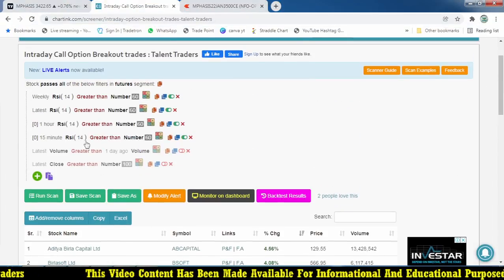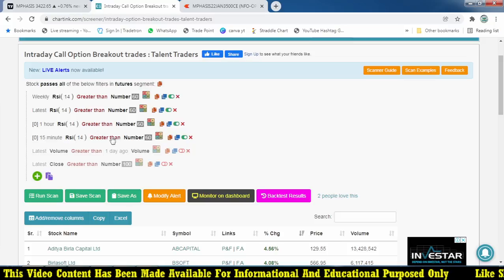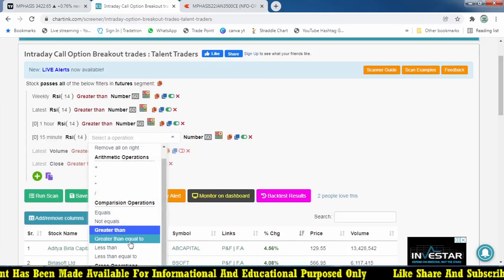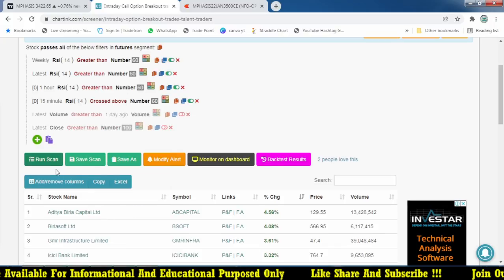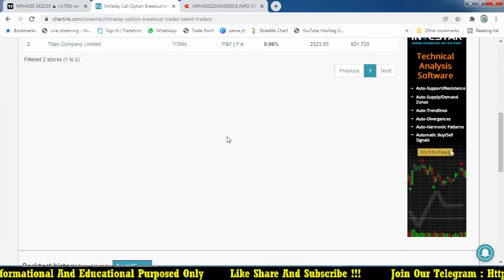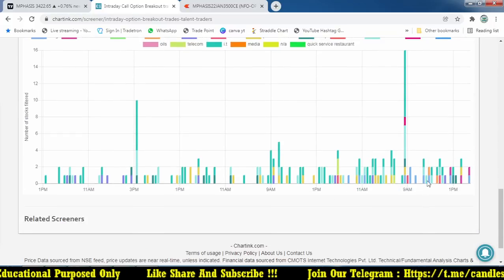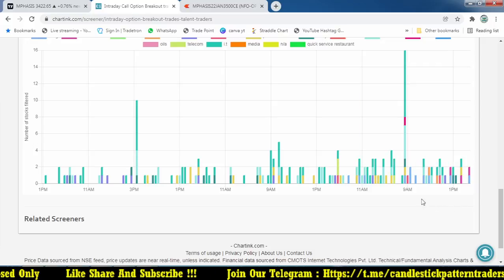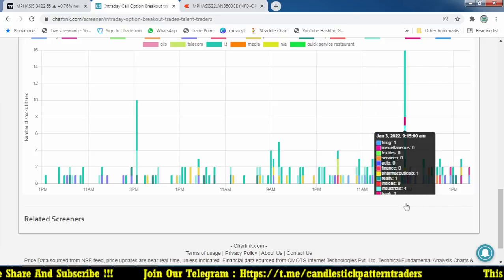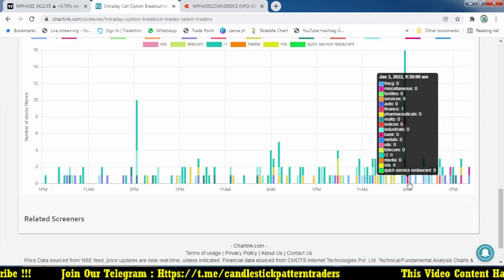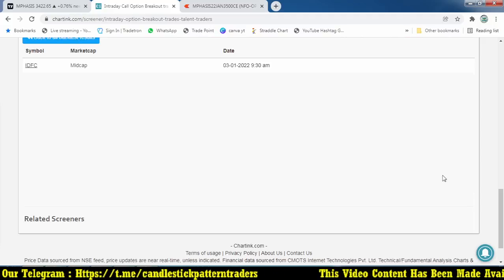Right. And if, instead of greater than on the 15 minutes time frame, you use crossing above, you will get very few stocks, filtered down to a very small number. Let's see, at 9:15 there are a lot of stocks, so don't go for 9:15. At 9:30 we got IDFC today.